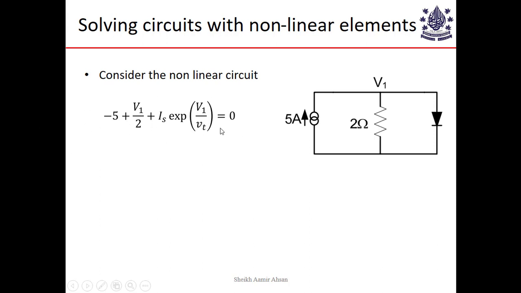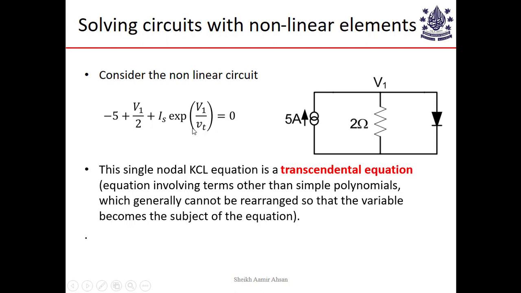Now this isn't as straightforward, because even though this is a single nodal equation, a single KCL equation that we have to solve, it is a transcendental equation. What we mean by that is that we cannot separate V1 out in this equation to find a solution for V1. That's not possible. We will always have V1 as a function of V1. That kind of equation, in which a variable is a function of the same variable, is known as a transcendental equation, and it cannot be solved explicitly. So it has to be solved using some other method.